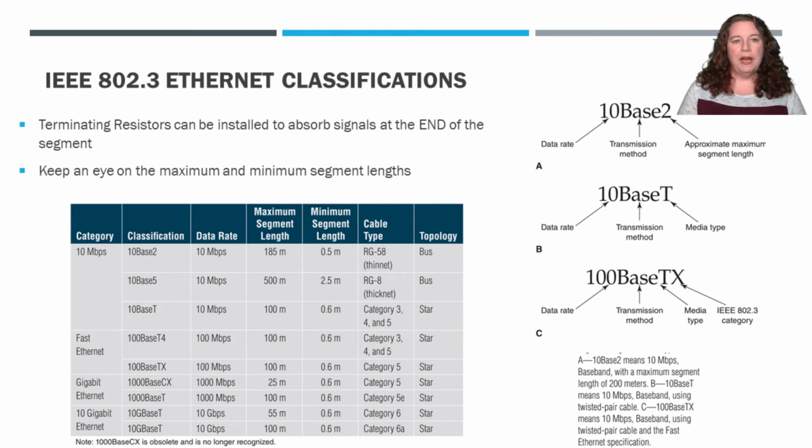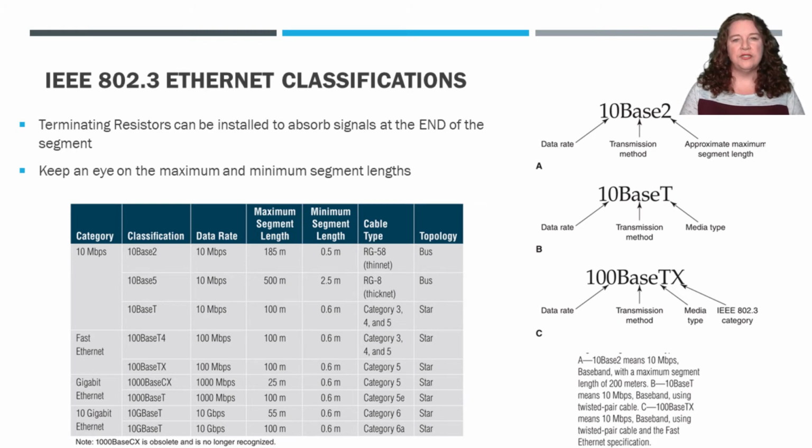When we talk about the different categories and classifications, we have our basic 10 megabit category, and this is going to be either your RG58 or your RG8. Remember, we talked about those, the thinnet and the thicknet, these two, or basic category 3, 4, and 5. These can all be in this 10Base classification.